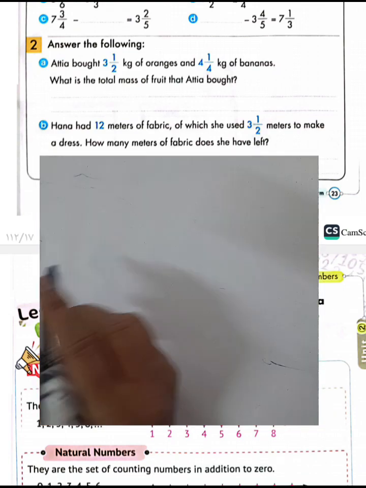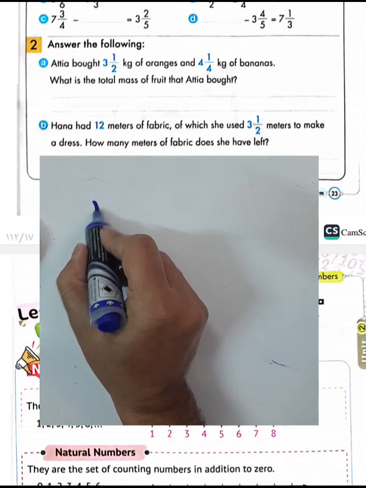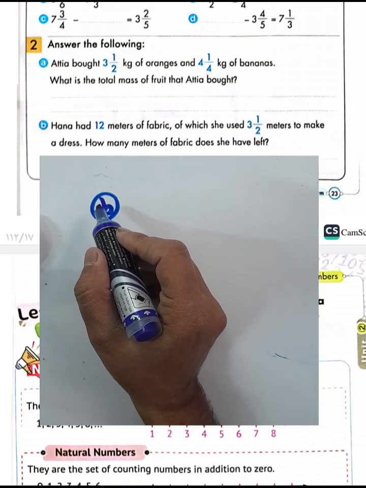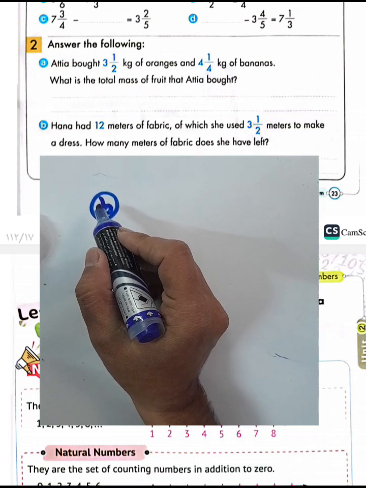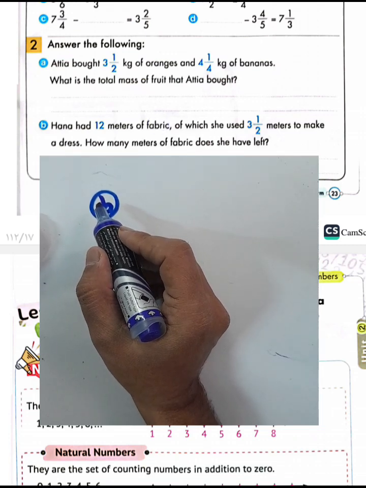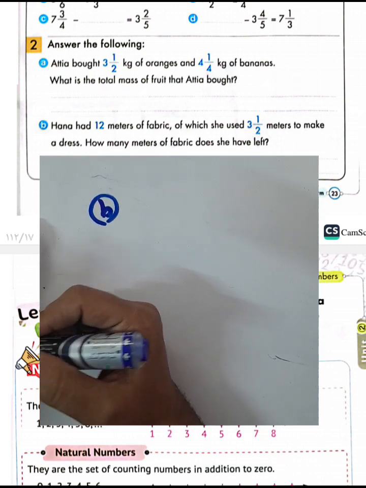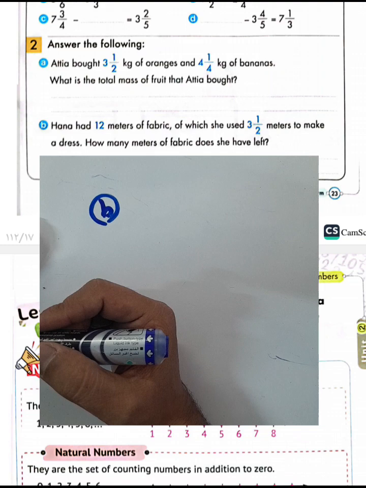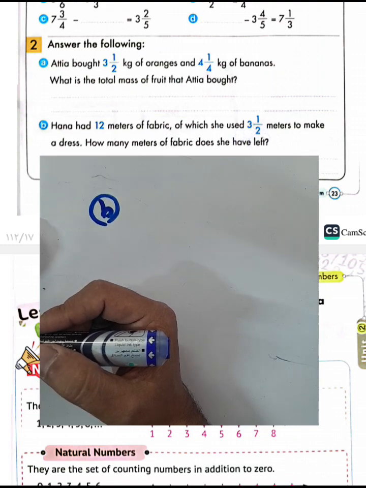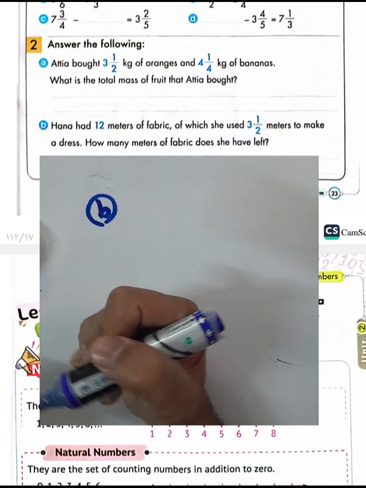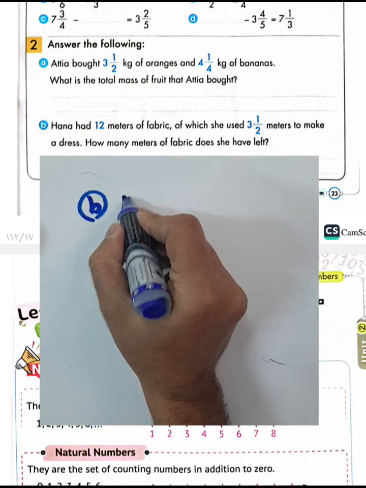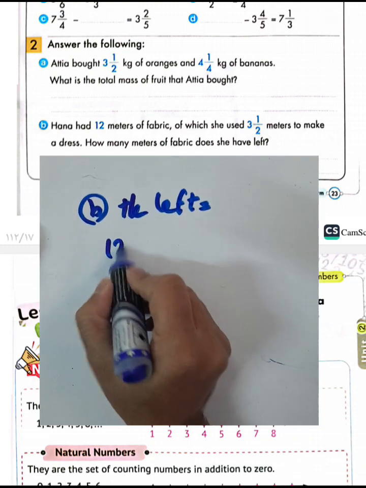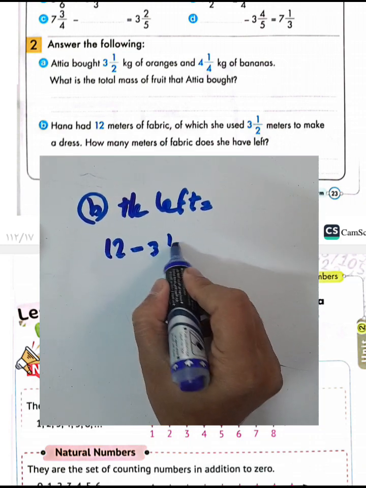Next question, letter B. Hannah had 12 meters of fabric, of which she used 3.5 meters to make a dress. How many meters of fabric does she have left? It refers to the difference between two numbers. Find the difference between two numbers. Then what is left will be equal to 12 minus 3.5.